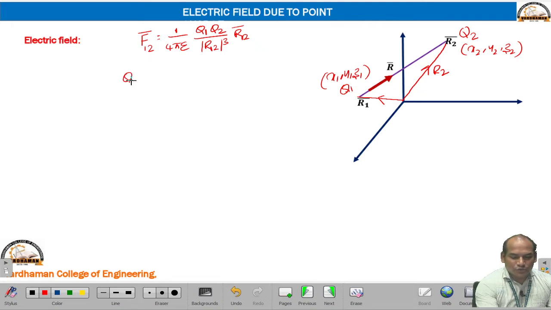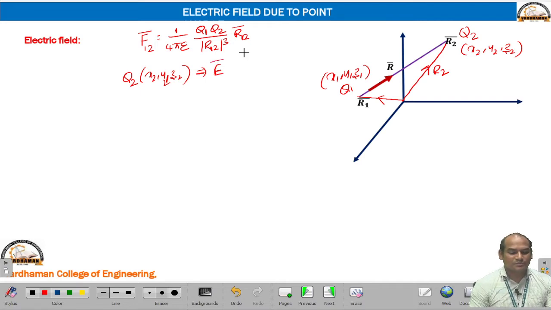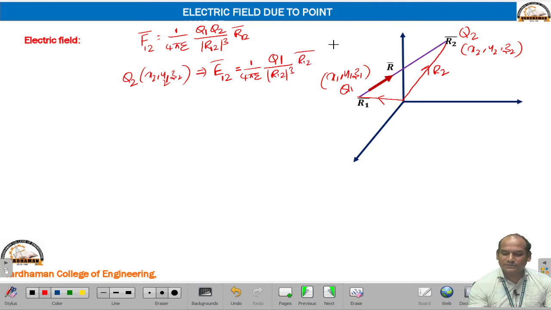Whenever Q2 is available at x2, y2, z2, we have given the force equation, and now I am saying that electric field is also available. Electric field E12 I am taking, that means electric field at position 2 due to the charge at position 1. Now in position 2 Q2 charge is available. What is the equation for this? In this electric field, what is the source charge, only that charge is taken. So 1 by 4 pi epsilon, Q1 is the source charge, so Q1 by magnitude of R12 cube into R12 bar.